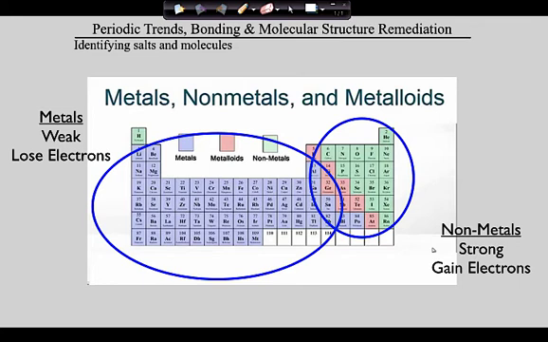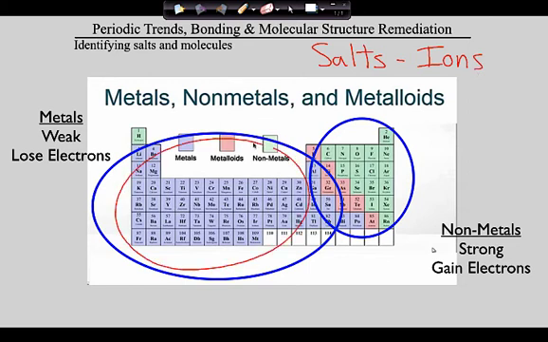So the first type of compound that we are going to talk about are what are called the salts. Salts form when one element steals from another, creating ions. So in order for electron stealing to take place, first of all, we need an element that easily loses electrons. Those would be the metals, because they are weak and they tend to lose their electrons.